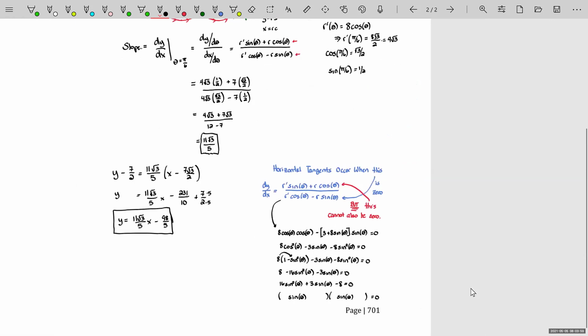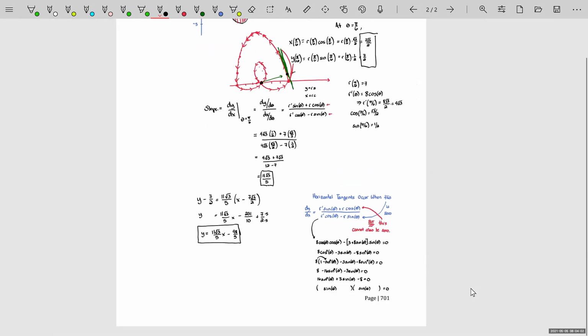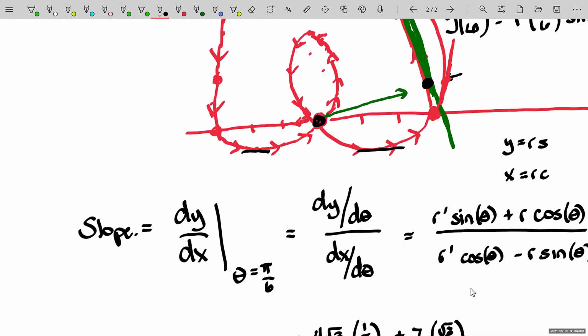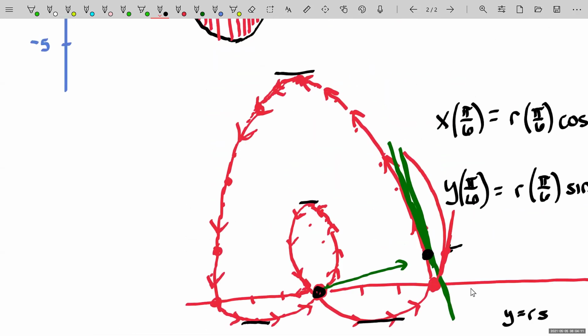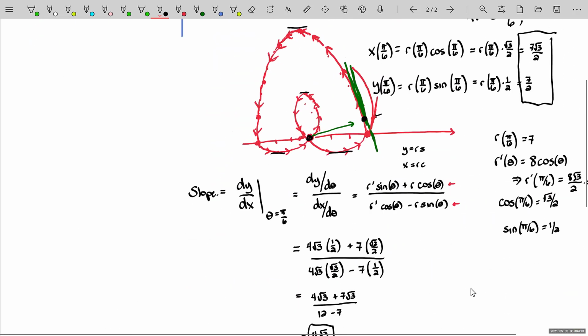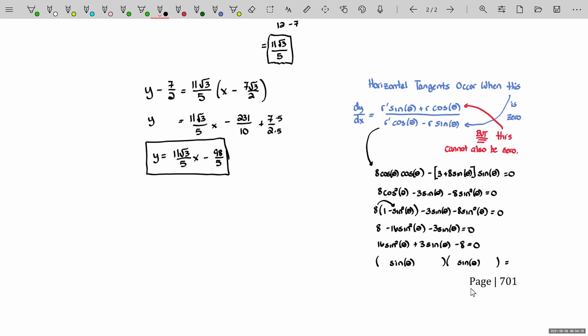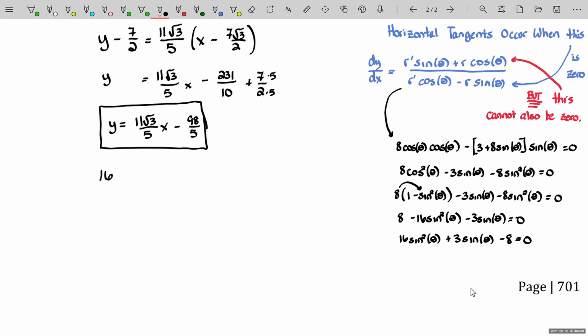And why not? Oh, I see why not. There's other places where we have horizontal tangents right here. We have 4 places where we have horizontal tangents. I'm like, why am I not getting that? Yeah. We have 4 places where we will have horizontal tangents. So let's go ahead. I'm going to use the quadratic formula for this, actually. So I'm going to write this as 16, let's not use sine here, let's just keep it easy. We'll call it 16 u squared, because I did a u sub, plus 3u minus 8 is equal to 0.